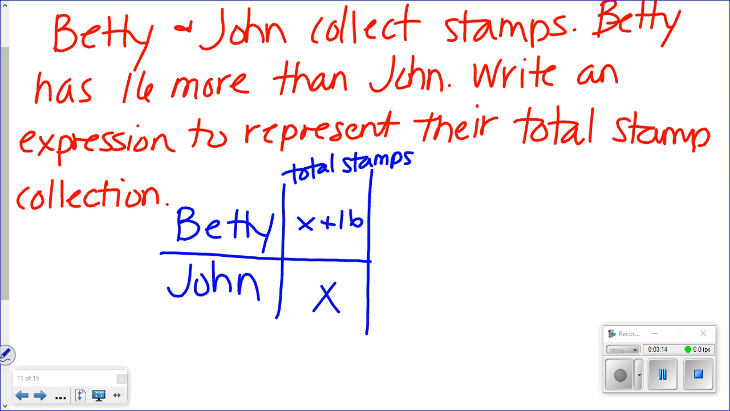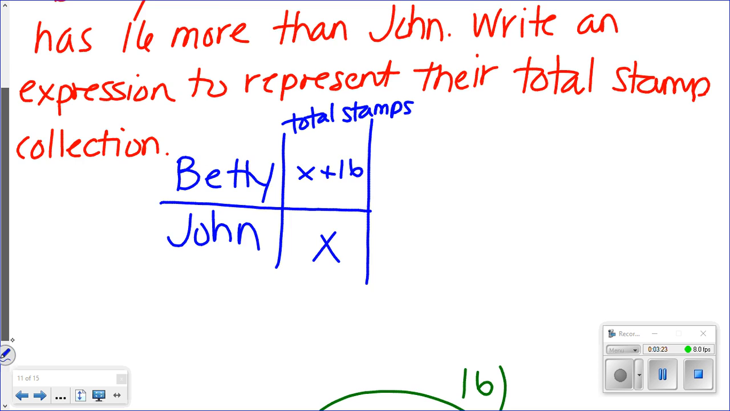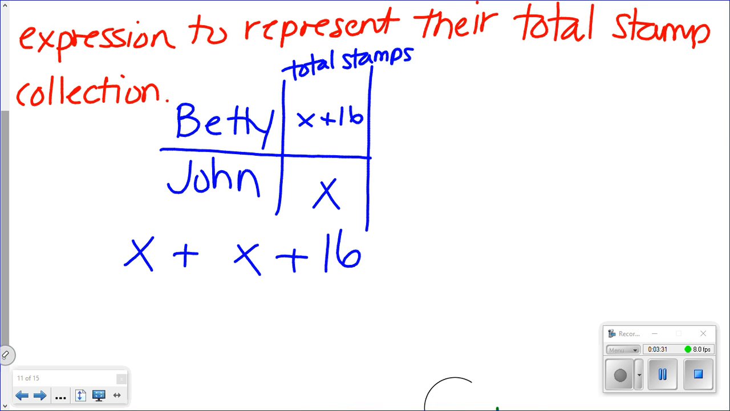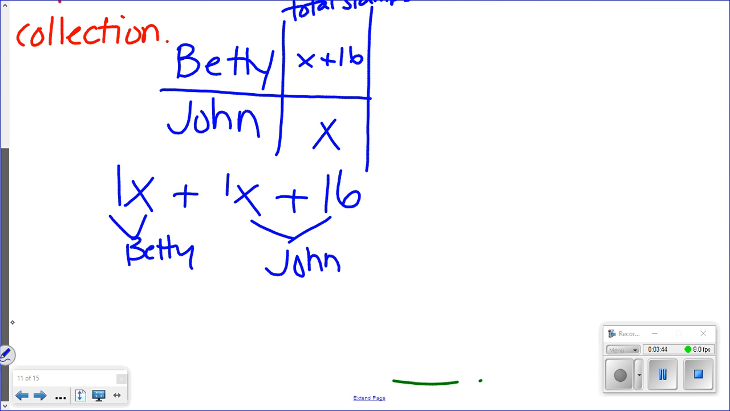Now in the end it says, write an expression to represent their total stamp collection. Well, if I want to find the total of something, what am I going to do? Add them. So I'm going to take what John has and what Betty has. Look, I already got the answer there for you. Let me write it. Now together, this one is what Betty had. This is what John had. Now I'm going to add them together, and what does that expression totally look like? Well, I have 2 X's plus 16. That's my answer.